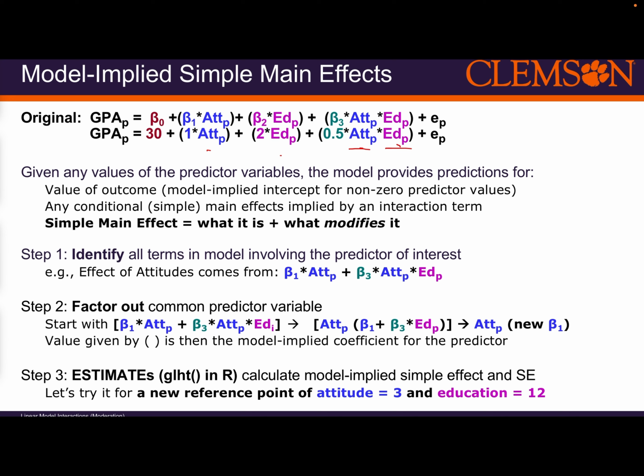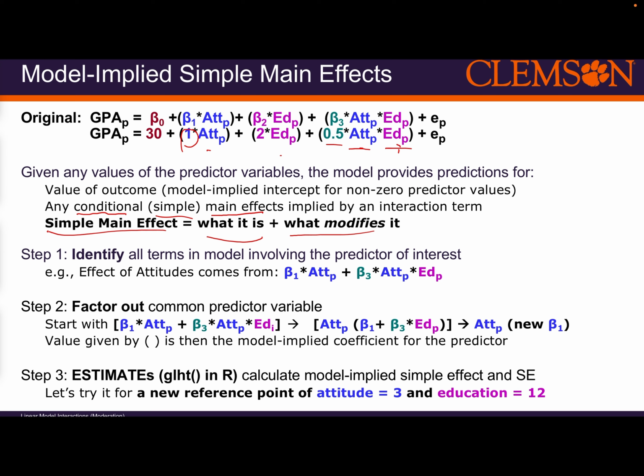But in addition to that, it will also provide any conditional or simple main effects implied by an interaction term. Now here, I've been using the term conditional for main effects in a model with interactions. Sometimes we refer to those as simple main effects, though. So I might use those interchangeably, and you might hear those interchangeably going on. And once again, that simple or conditional main effect is what the value happened to be originally, so for instance, 1 plus what modifies it. In this case, 0.5 times education.